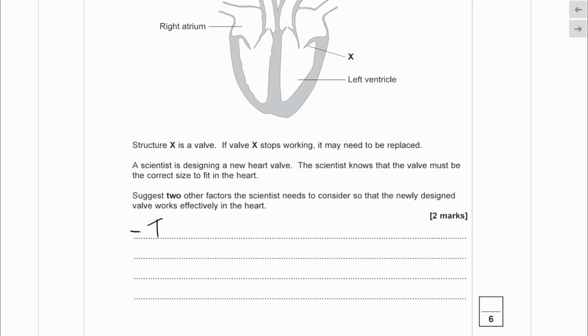So the valve doesn't leak or allow any backflow, right? Because that kills the point of the valve. The whole point of the valve is to stop backflow. All right, what else? Well, there are loads of others.